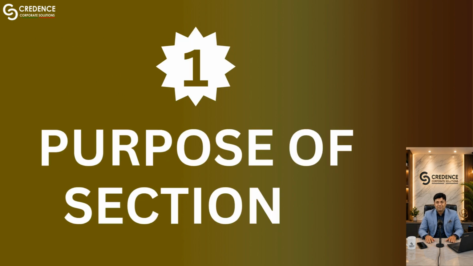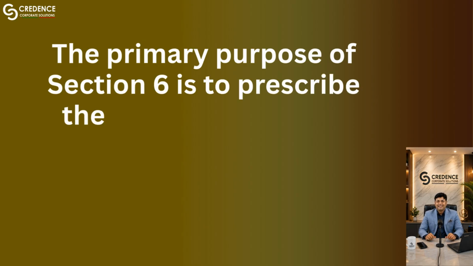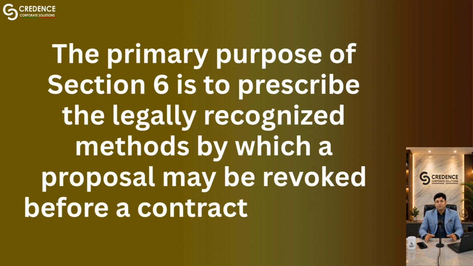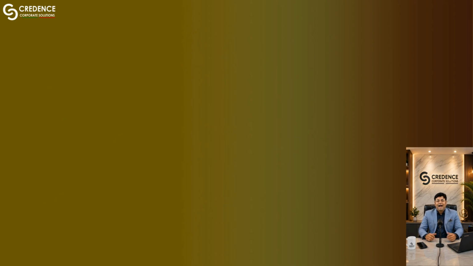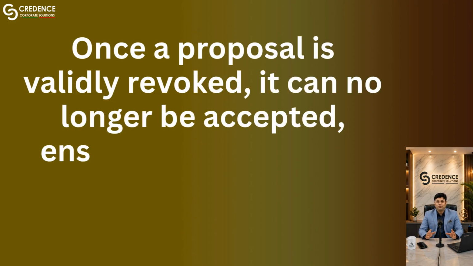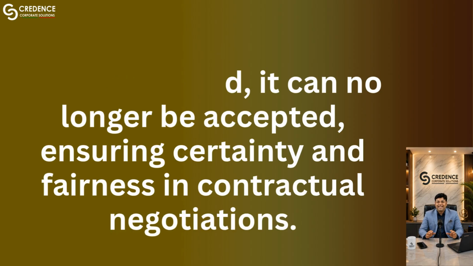1. Purpose of Section 6. The primary purpose of Section 6 is to prescribe the legally recognized methods by which a proposal may be revoked before a contract is formed. Once a proposal is validly revoked, it can no longer be accepted, ensuring certainty and fairness in contractual negotiations.